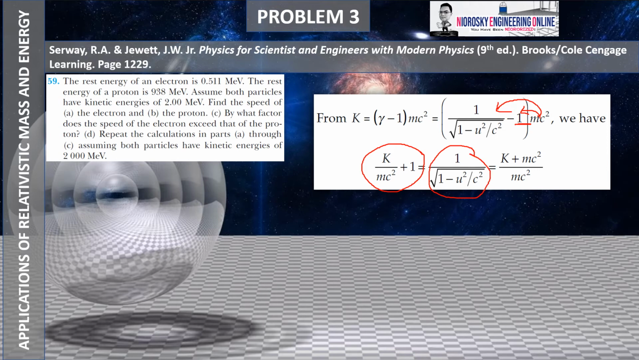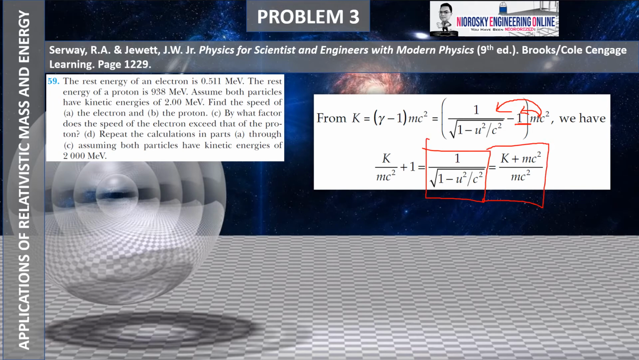Further simplification is, of course, finding the common denominator: mc squared over mc squared, then we finally get K plus mc squared over mc squared. What is our main idea of doing this? We try to concentrate on these two relations.